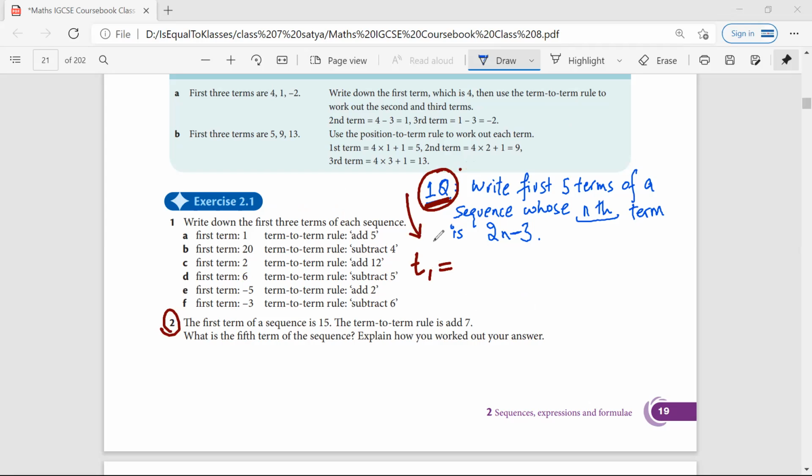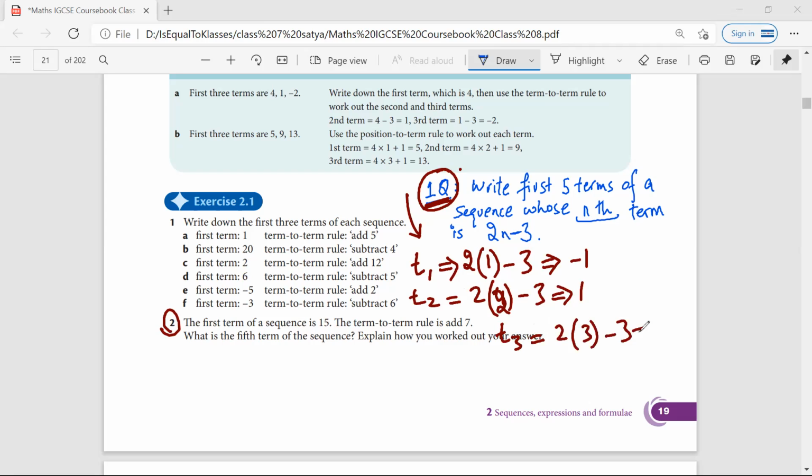मैंने n की जगह 1 डाला है, so I have replaced 1 in place of n as my first term. So the first term is? Minus 1. Second term is? Second term would be 1. Third term would be? 3. Fourth term would be? 4. No, I'm sorry, 5.